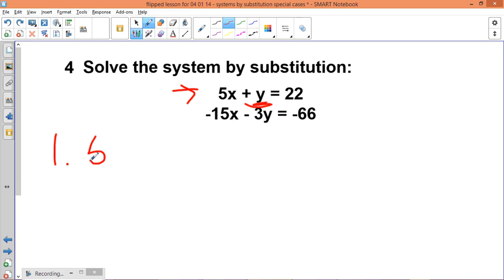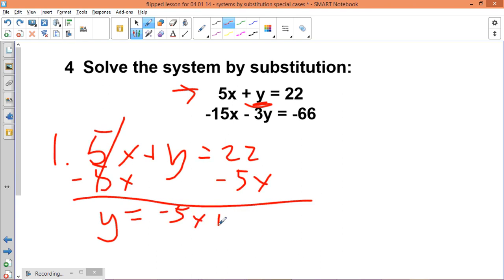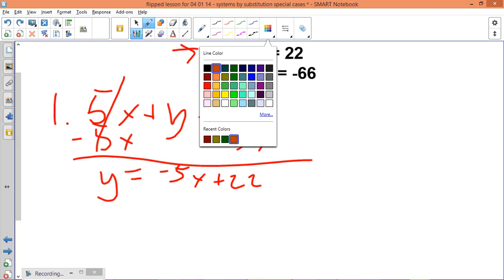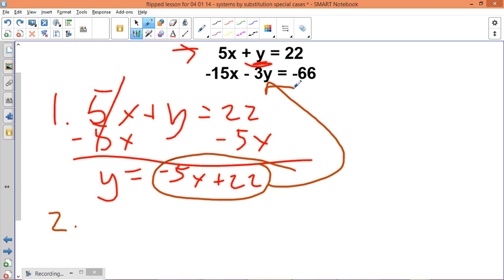So 5x plus y equals 22. And then I'm going to solve for y, so minus 5x minus 5x. I have done it. I've solved for y now. Y equals negative 5x plus 22. Step 2, I now plug what y equals into the other equation. So negative 15x minus 3 times y, which is negative 5x plus 22, equals negative 66.